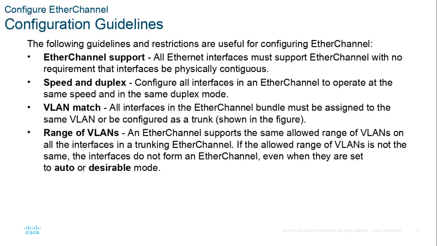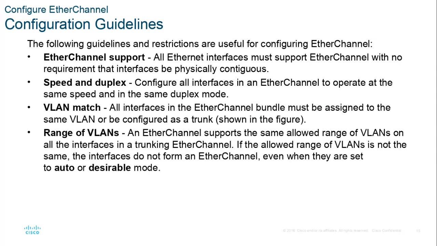Okay, let's look at some configuration commands. So EtherChannel support: all Ethernet interfaces must support EtherChannel. Some of the older switches would not support it. I think the Cisco requirement is it has to be at least Fast Ethernet speed. So if I had an older Cisco switch that had the standard Ethernet ports, I can't EtherChannel those together. It has to be at least 100 megabit.